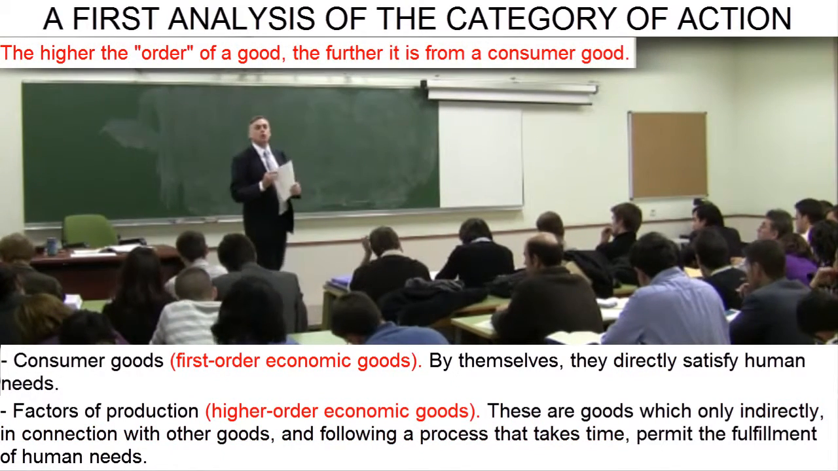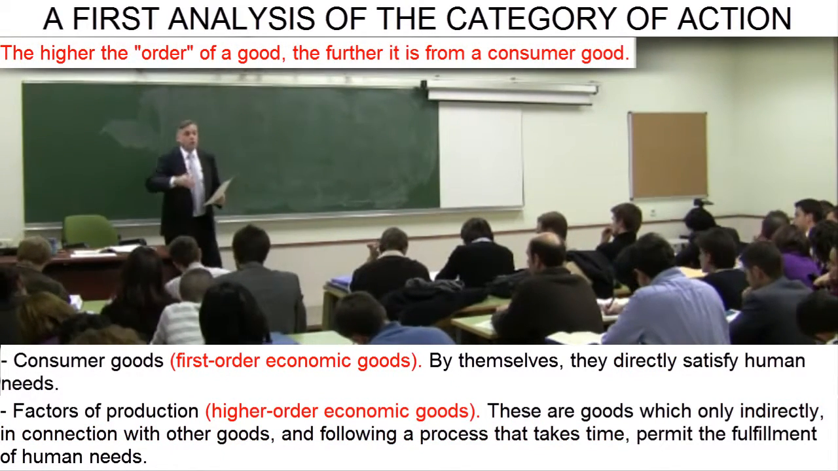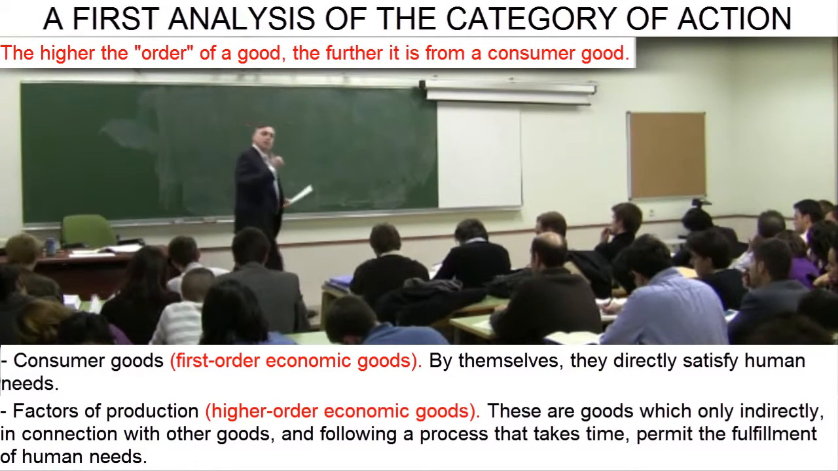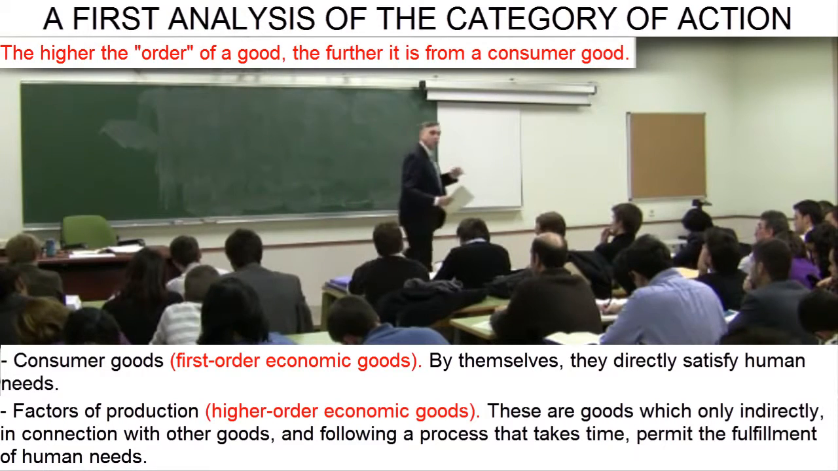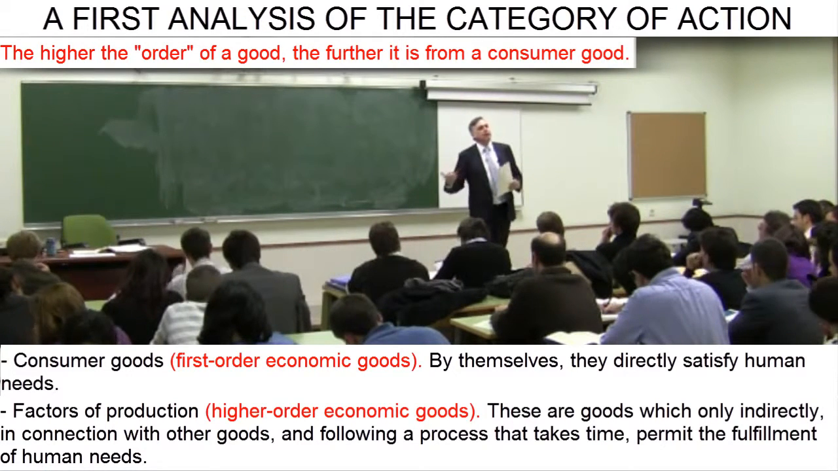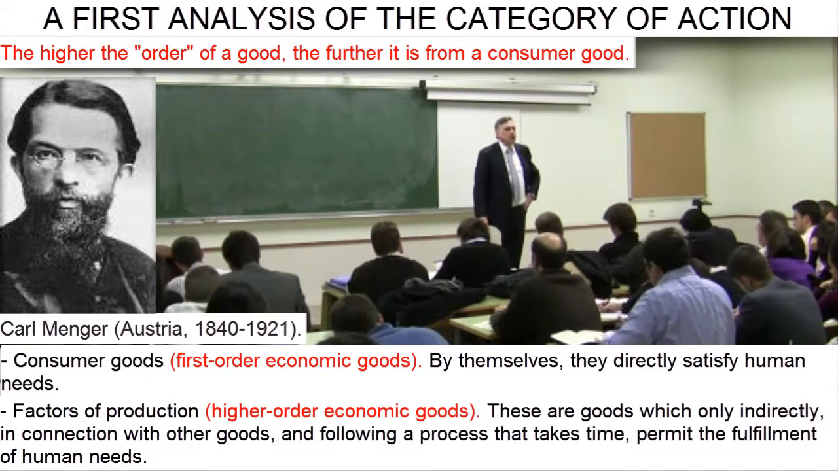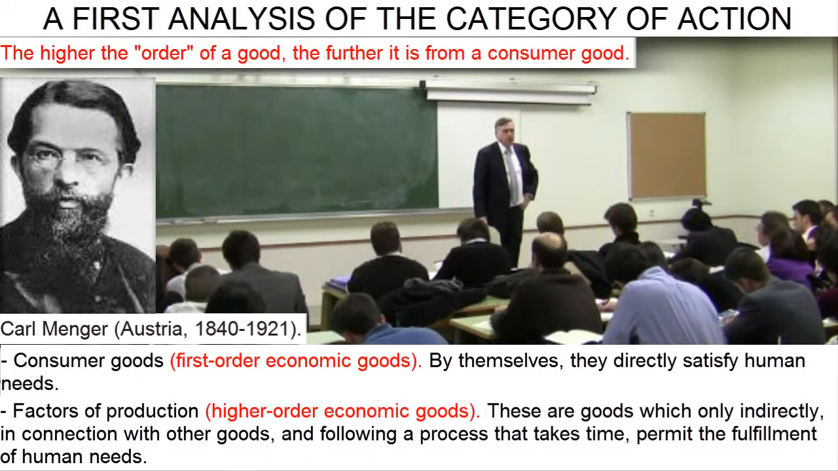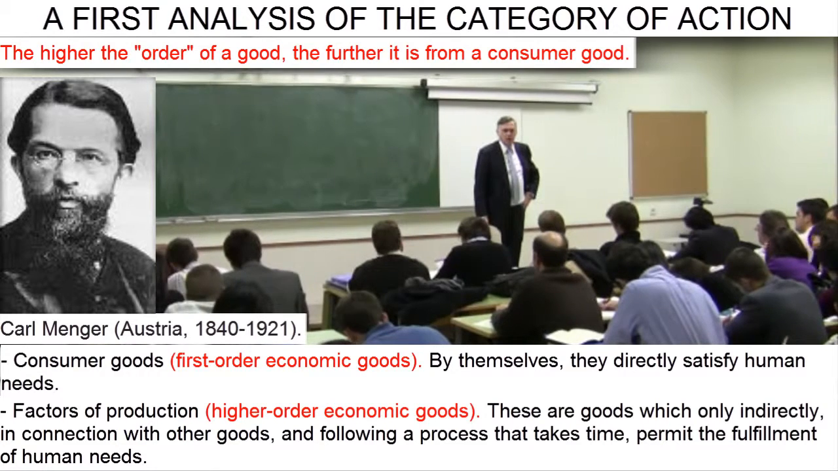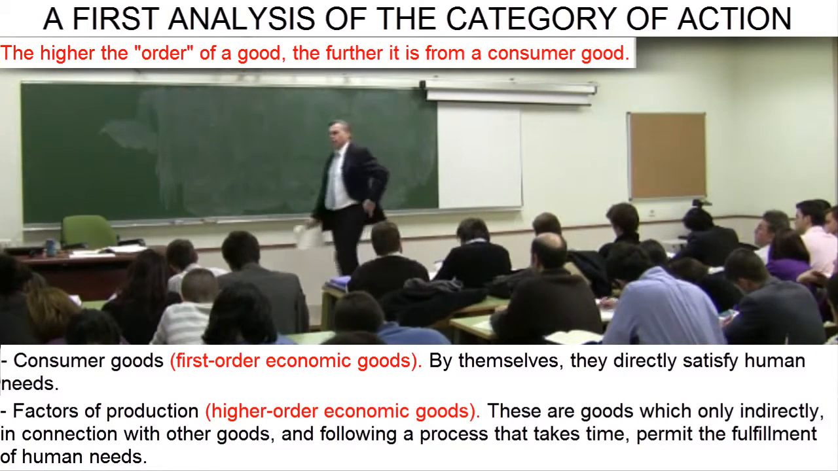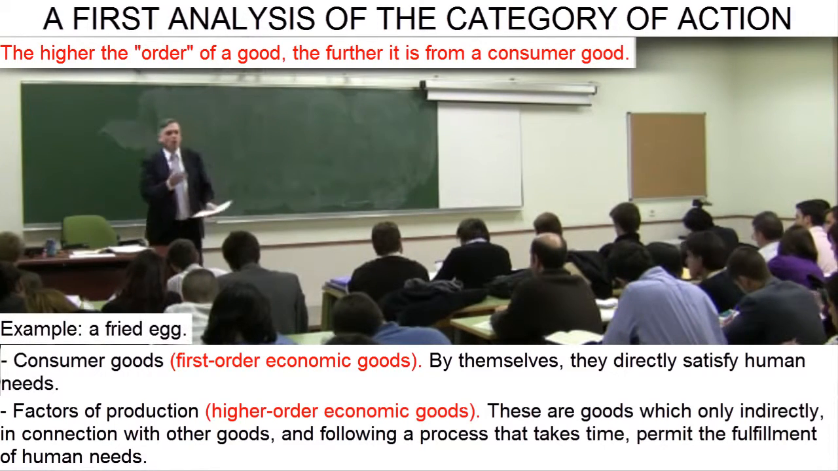They are called economic goods of higher order, the second order, the third order, the fourth order, and so on. The higher the order, the further a good is from the final stage of consumption. We are indebted to Carl Menger for this contribution, which we will see has enormous implications when we study the theory of capital.